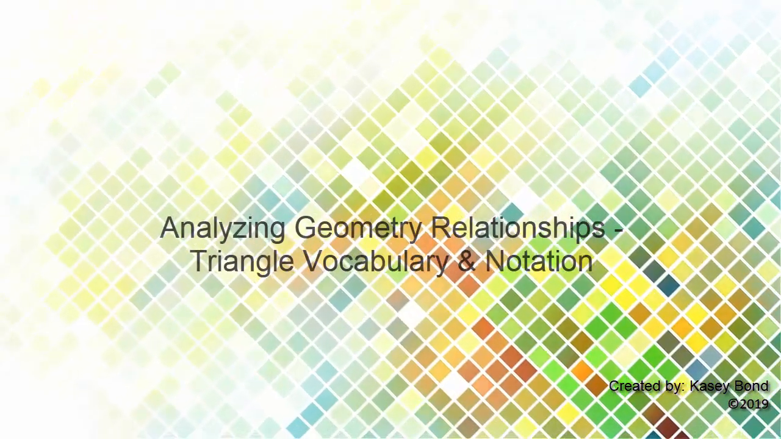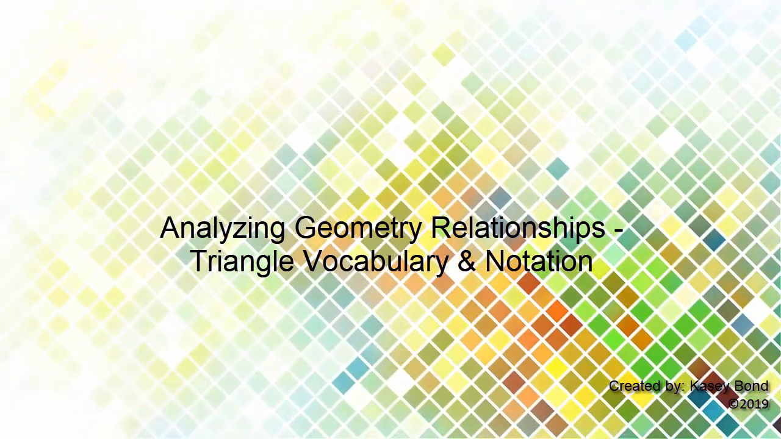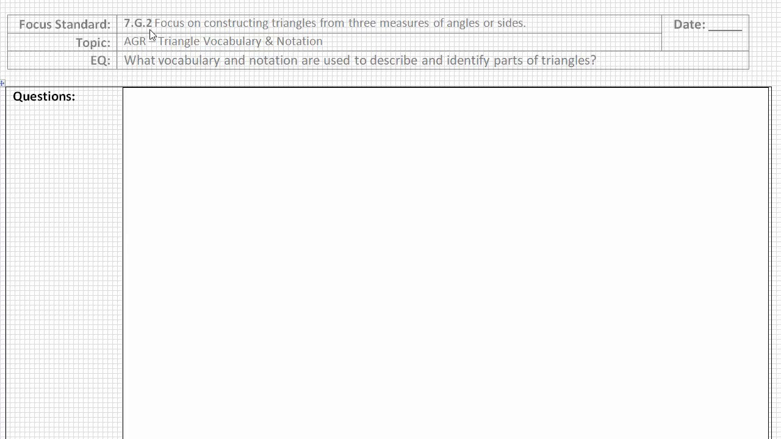Our focus standard for this lesson comes from Grade 7 Geometry Standard 2. Focus on constructing triangles from 3 measures of angles or sides. Our topic comes from AGR, Triangle Vocabulary and Notation. Our essential question for this lesson is, what vocabulary and notation are used to describe and identify parts of triangles?